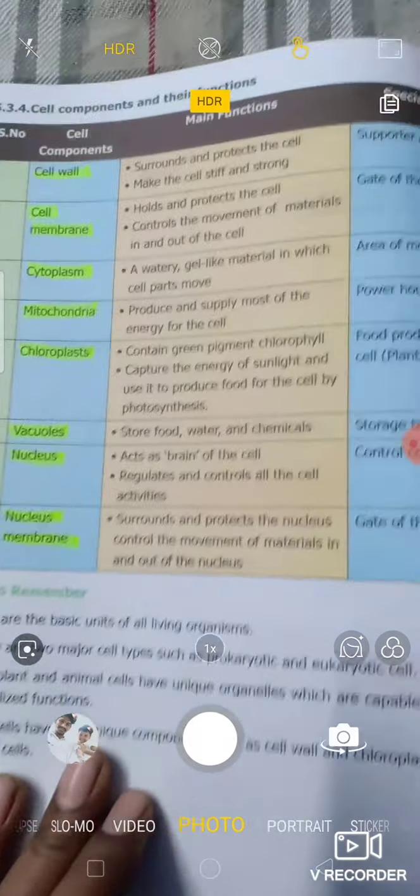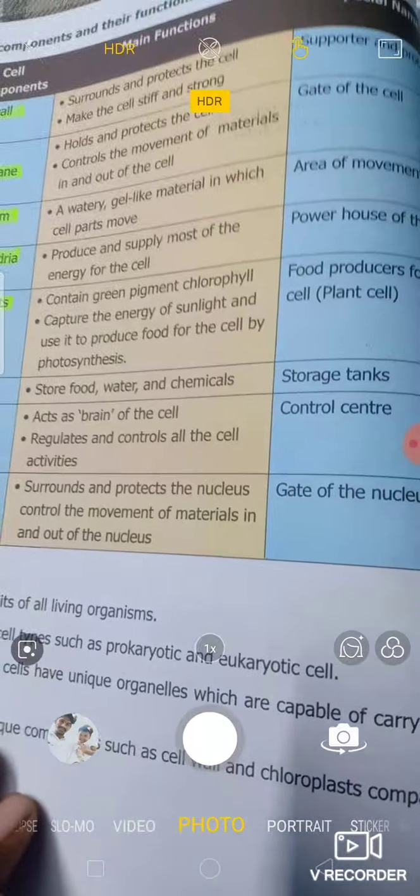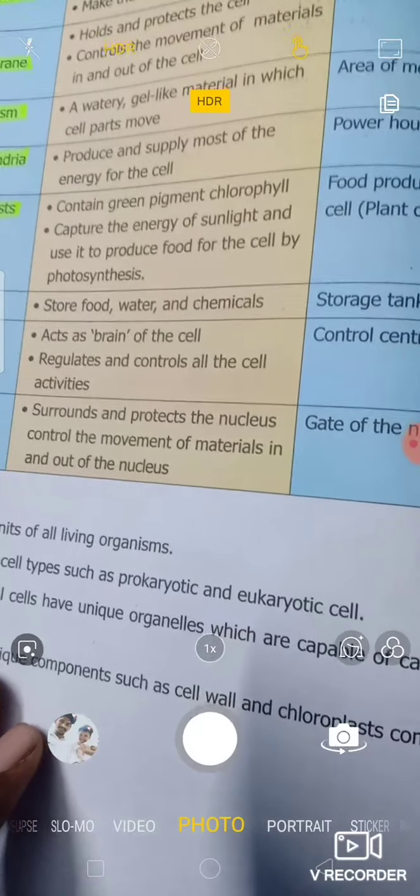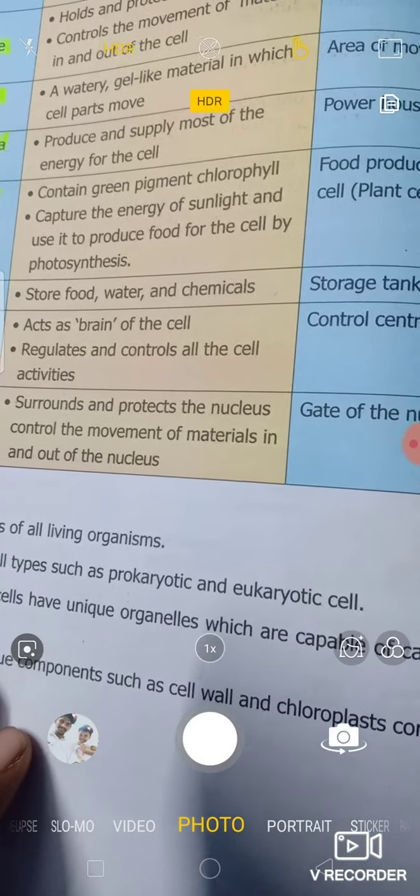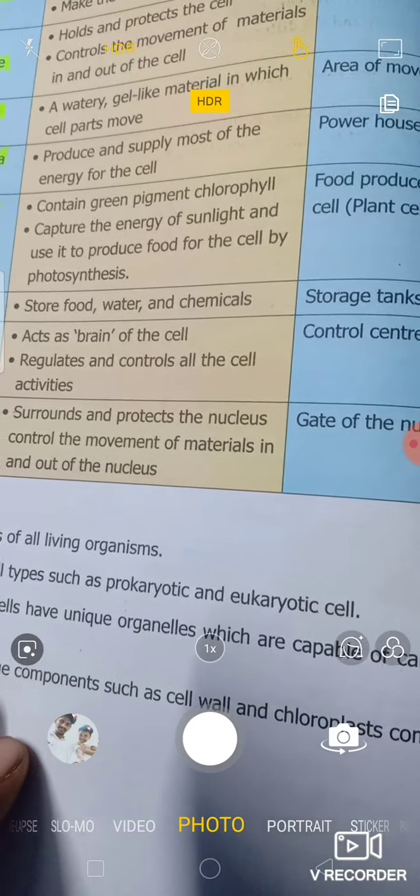So I hope you all understand the basic concepts regarding plant cells and animal cells. You will be studying about these things in a broader way in your higher studies.